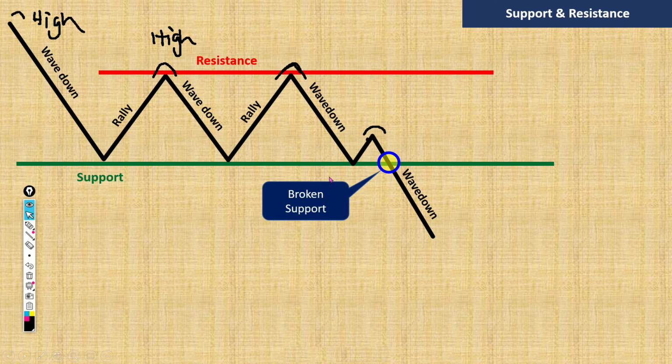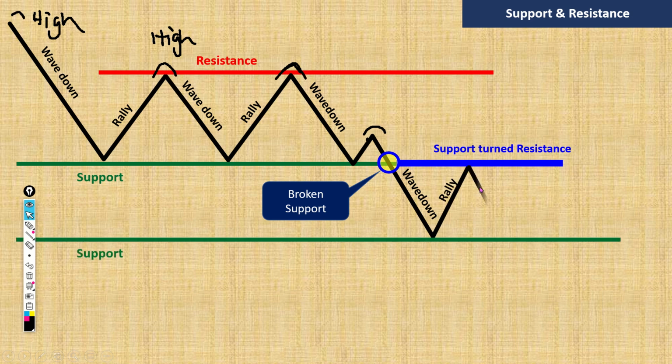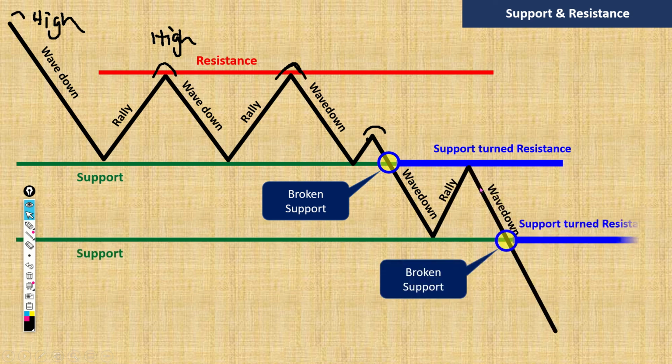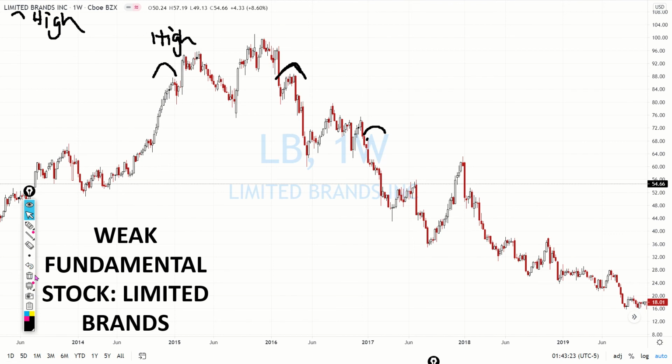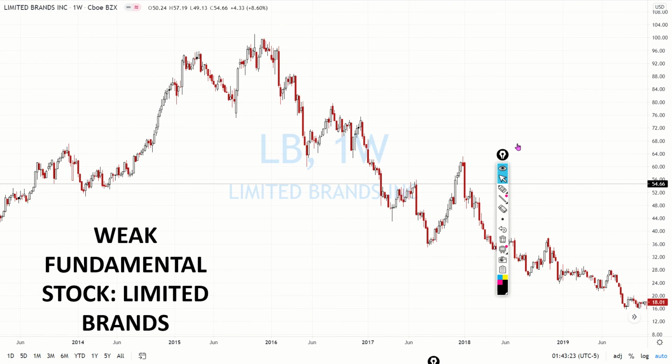For a weak fundamental stock, support levels are more likely to be broken. And this sequence will likely continue for a certain amount of time. Right? It keeps breaking the support, and the support keeps turning into resistance as it goes further downwards. So now let's say, for instance, this is a fundamentally weak stock, with limited brands.